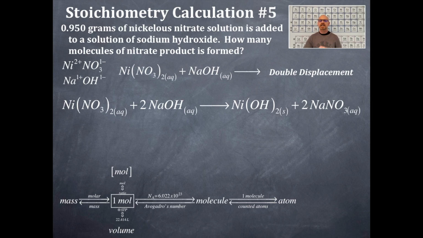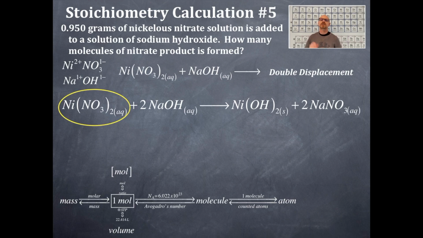Okay, and then the other product is sodium nitrate. Sodium is a group 1, and nitrate is a 1-. You take the absolute value of those, flip them, bring them down, and then you got aqueous, because all sodiums are aqueous, all nitrates are aqueous, so it doesn't matter which one you look at. I've got some 2 stoichiometric coefficients there for balancing, and then some 1s, and we got a really good balancing. So now we're going to reread that question again, and we have 0.950 grams of nickel nitrate.